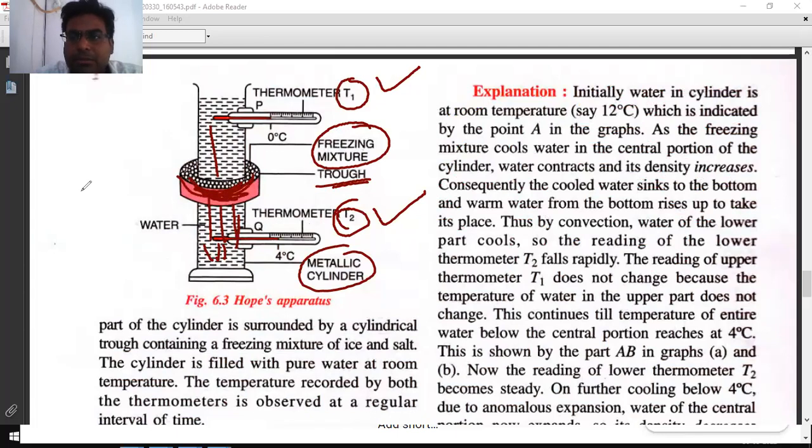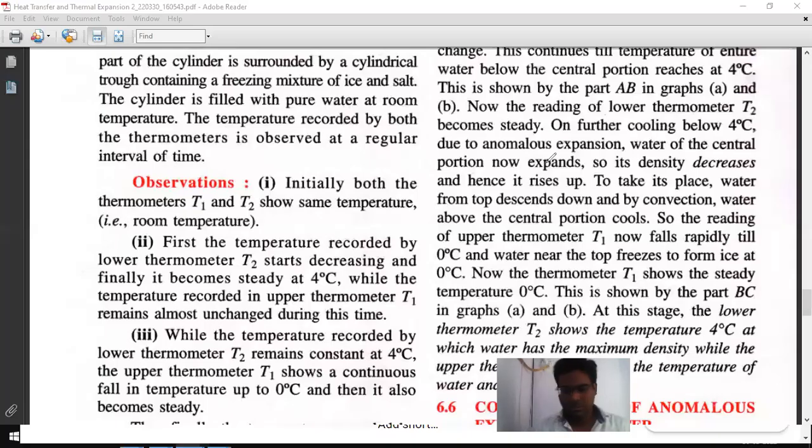Read once. The middle part of the cylinder is surrounded by a cylindrical trough containing a freezing mixture of ice and salt. The cylinder is filled with pure water at room temperature, right? The temperatures recorded by both thermometers are observed at regular intervals of time. So this is the construction part.